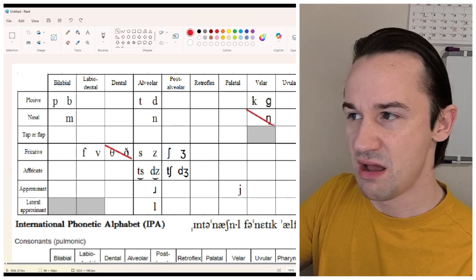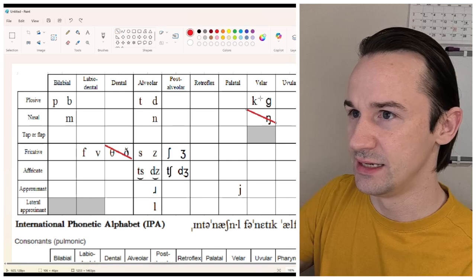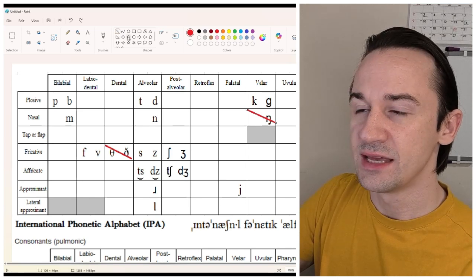So I know we're not going to have an sound. And I would like to add in a glottal stop. Something that English does have.